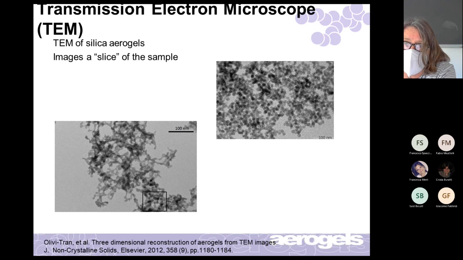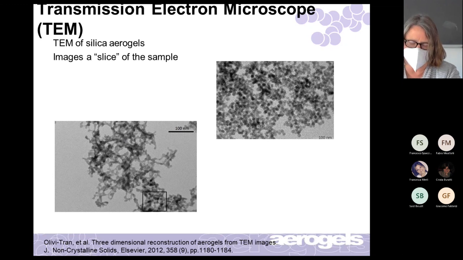Again, this is just one little slice. So on a slice, you could try to generate some pore size distribution, right? You could measure all of these. In fact, in this reference, they took a bunch of slices of aerogels using TEM, and then they stacked them together to make a three-dimensional structure of an aerogel using this information.